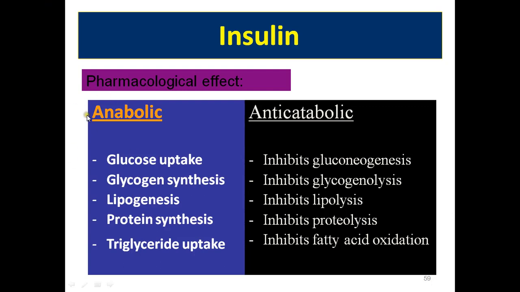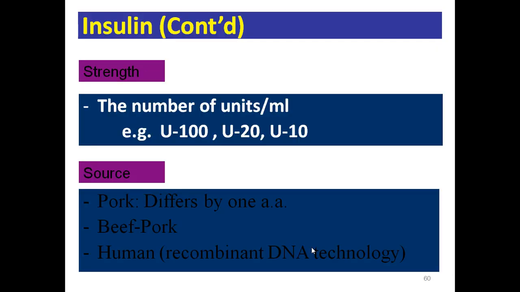So insulin has anabolic effects of glucose uptake, glycogen synthesis, lipogenesis, protein synthesis, and triglyceride uptake. Anticatabolic effects: inhibit gluconeogenesis, glycogenolysis, lipolysis, proteolysis, and inhibit fatty acid oxidation. The insulin commonly available is the U10, U20, and U100. We have the U100, the one having 100 units of insulin in it.